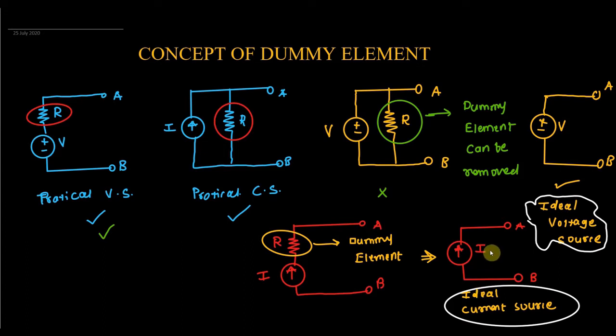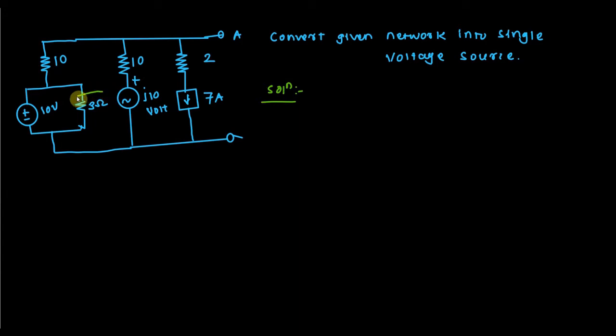So here I have told you the basic concept of the sources and the dummy element, where the resistance should come in series with the practical voltage source and in parallel with the current source. But if the reverse occurs, meaning a resistance comes in parallel with the voltage source, we will remove that dummy element and your circuit will look like this. And if we have a resistance in series with the current source, then we will remove that dummy element and your circuit will be like this.